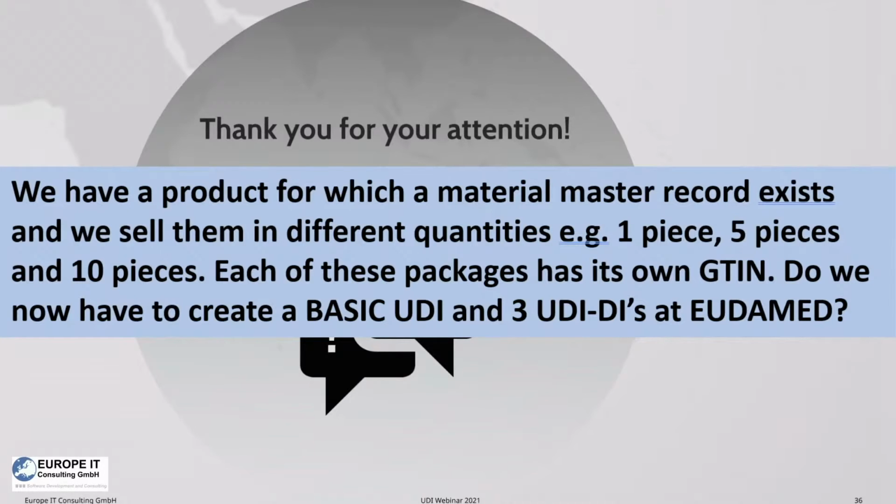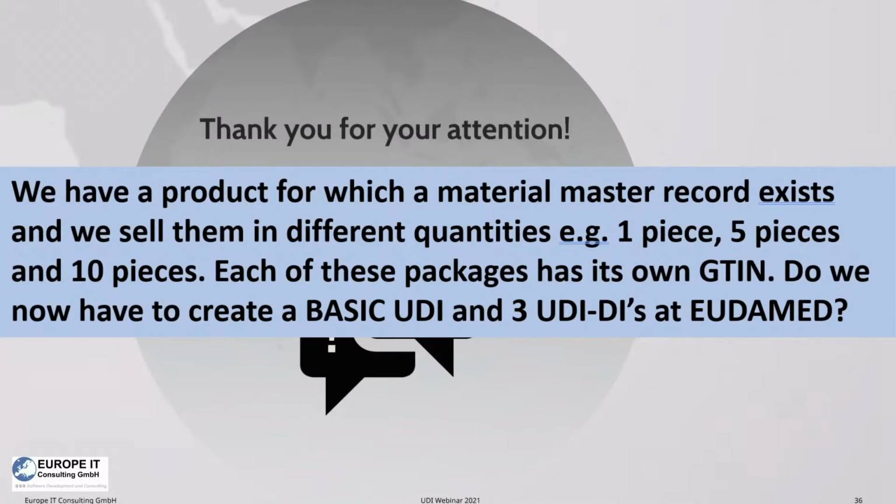This is a very interesting question that is actually asked very often. If the product is only sold in different quantities, then this can be represented using the packaging hierarchy. This means we have a material master and 3 different packaging sizes with 1, 5 and 10 pieces. This would then be reflected as 1 basic UDI and only 1 associated UDI-DI. In the UDI-DI, you only maintain the single piece.